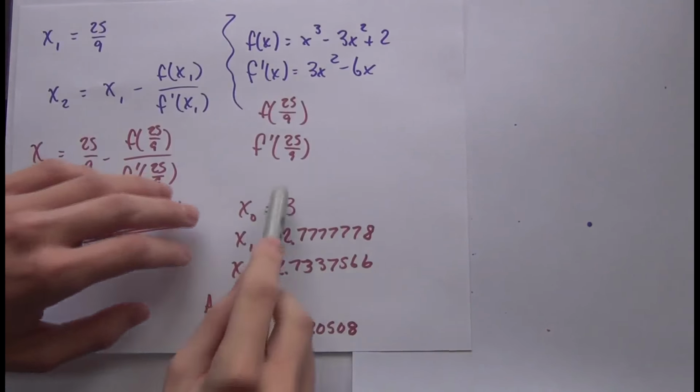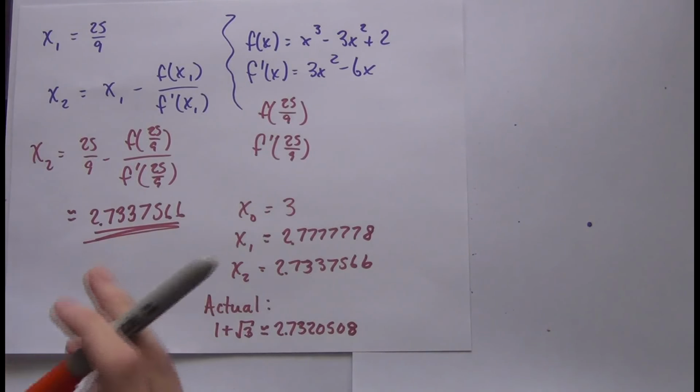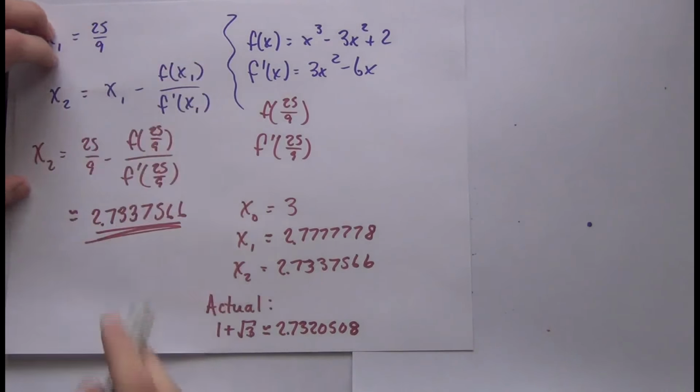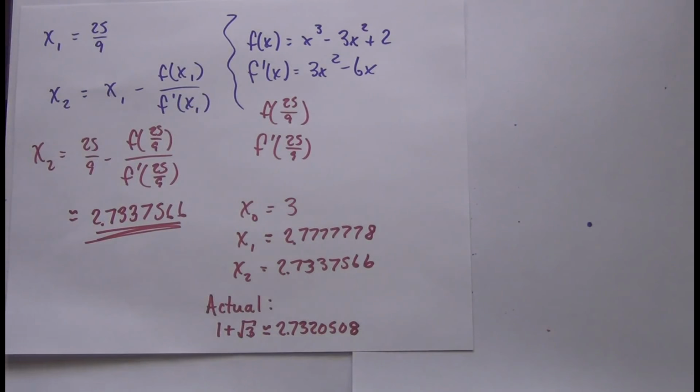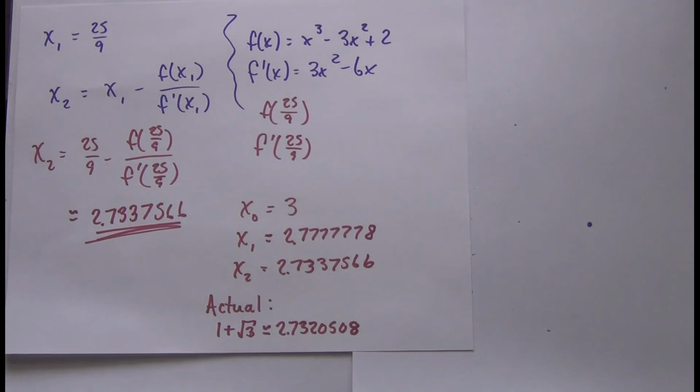So if you want to look at what the actual answer is, the actual answer can be computed using, well, I don't know, the cubic equation or some complex analysis that honestly is not worth it. But the actual answer is about 2.7320508. So our second guess was only off by what, 1,000th?